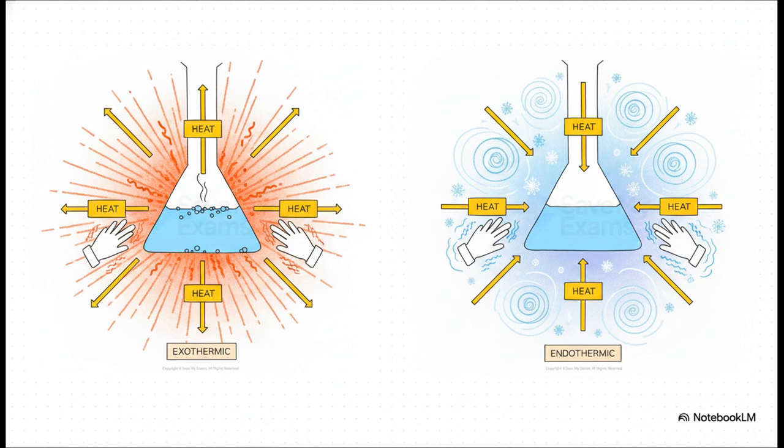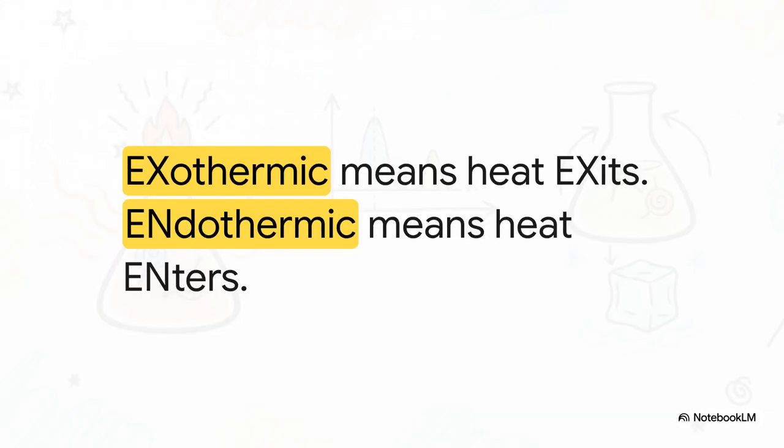Now look at the right, an endothermic reaction. This system is actively absorbing heat inwards from the surroundings just to make the reaction happen. Because it's literally stealing heat from the environment, the temperature of the surroundings drops. That flask would feel completely cold to the touch. If you're studying for an exam or honestly just want a bulletproof way to remember this, rely on this simple tip. Just focus on the prefixes. Exothermic means heat exits the system, making the surroundings feel hot. Endothermic means heat enters the system, making things feel cold.